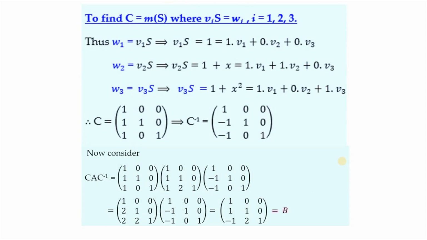We know pretty well that our C is the matrix of S, which takes the basis elements Vi's to the basis elements Wi's. Here we know W1, V1, W2, V2, W3, V3. So we have W1, and the image of V1 under S is retained as such. So we are writing V1S in terms of V1 again, but that is nothing but W1.